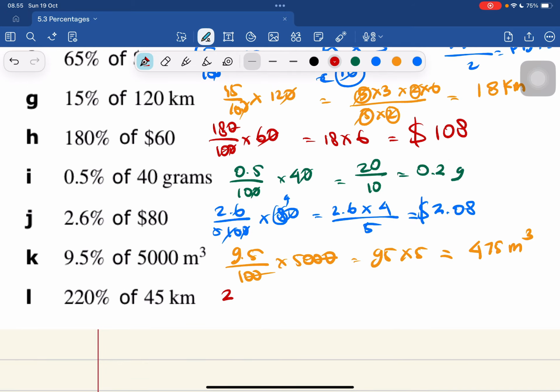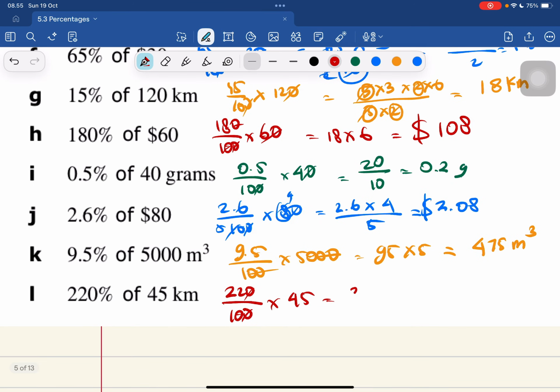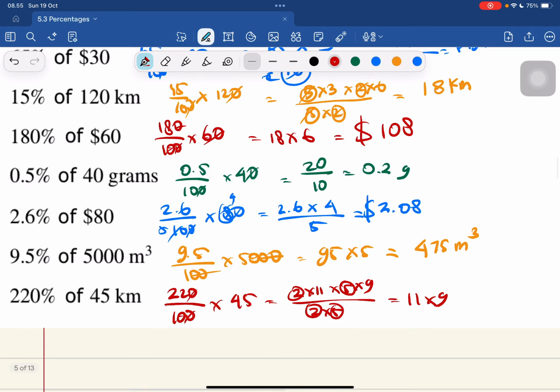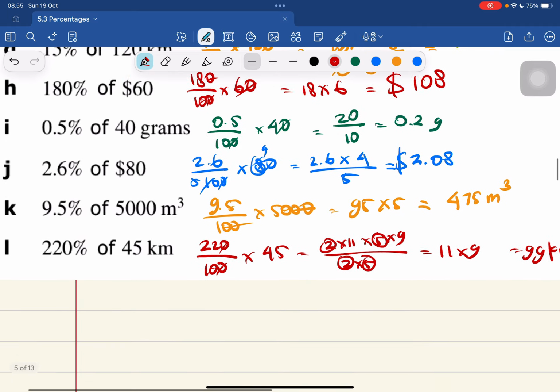Next we got 220 over 100 times 45. So this we can divide by 10, and then this is 2 times 11. And here 2 times 5, and 45 is 5 times 9. So 2 and 2, 5 and 5. So the rest is only 11 times 9, which the final answer is going to be 99 kilometer.